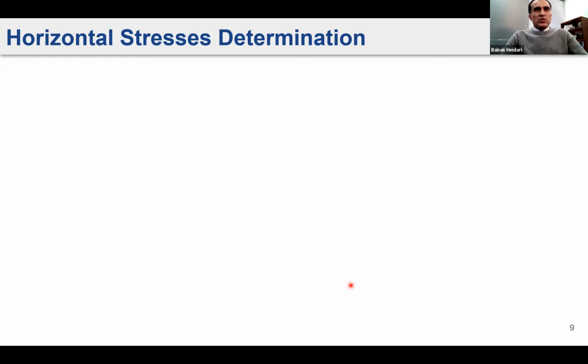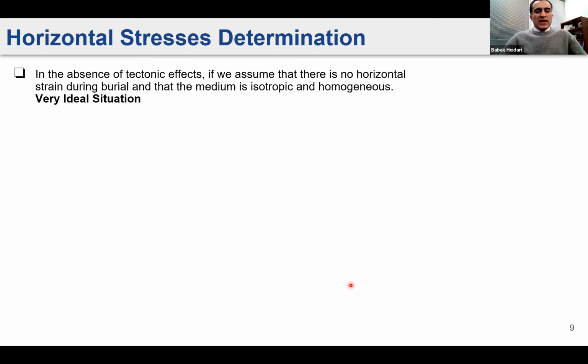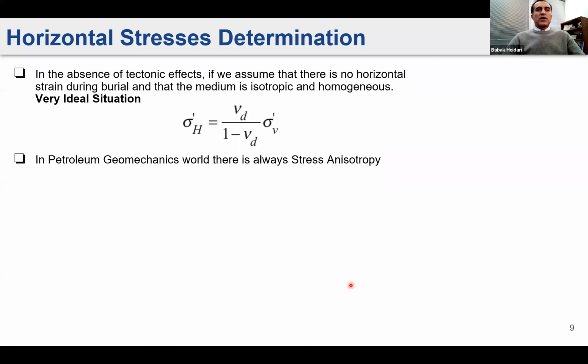We are moving back to our topic of interest, which is horizontal stress determination. In the geotechnical world, there is a case where there is no horizontal tectonic. It is a very ideal situation that we generally don't deal with in the geomechanics world. We call this case the uniaxial strain model. Basically, there is no lateral strain.